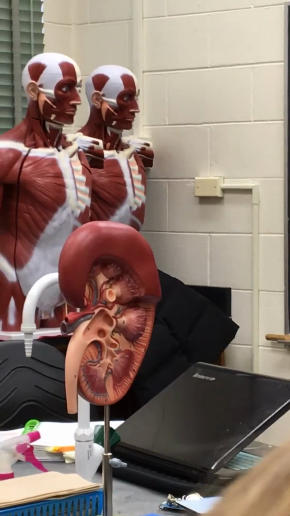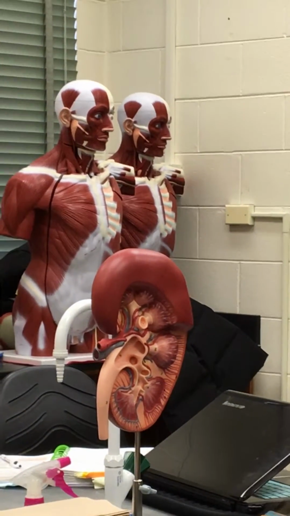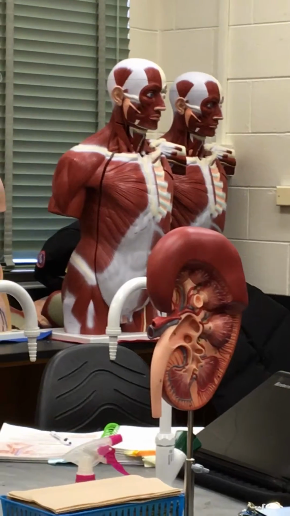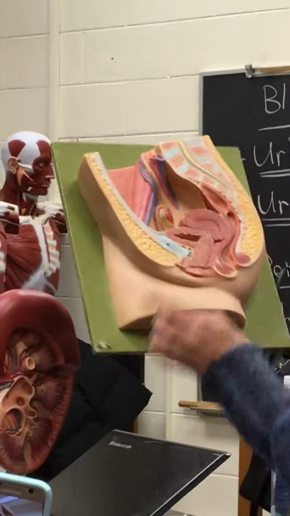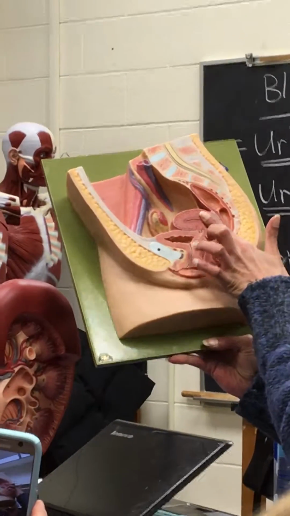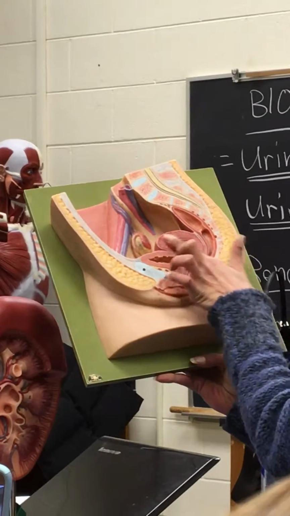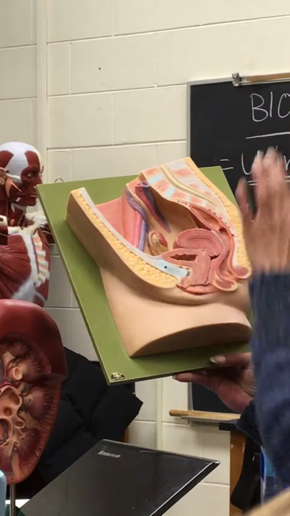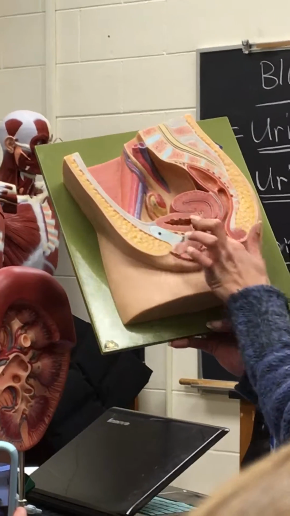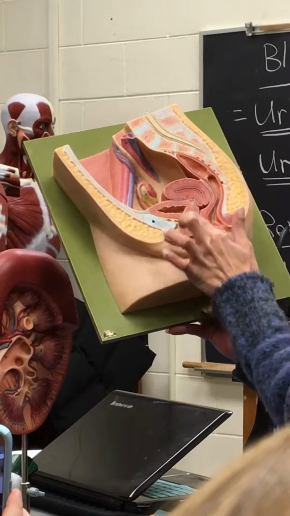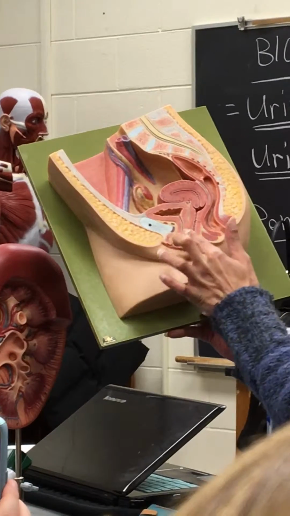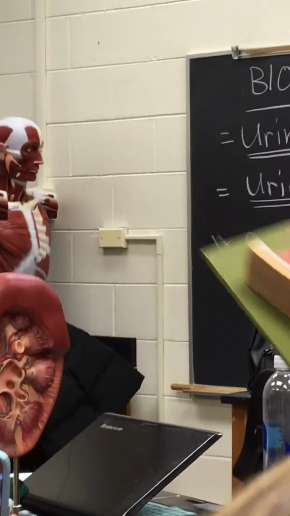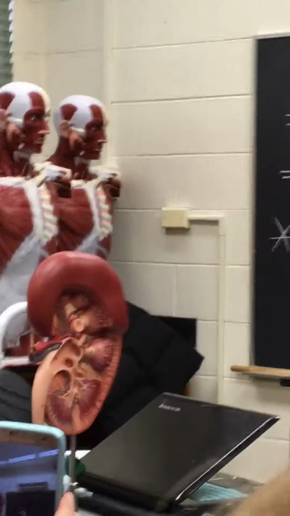Now, for the female model, make sure you can distinguish between this guy and this guy. This here is the uterus. We don't care about that until like next week. This is the bladder, and then this would be the urethra. Bladder, urethra. Got it?